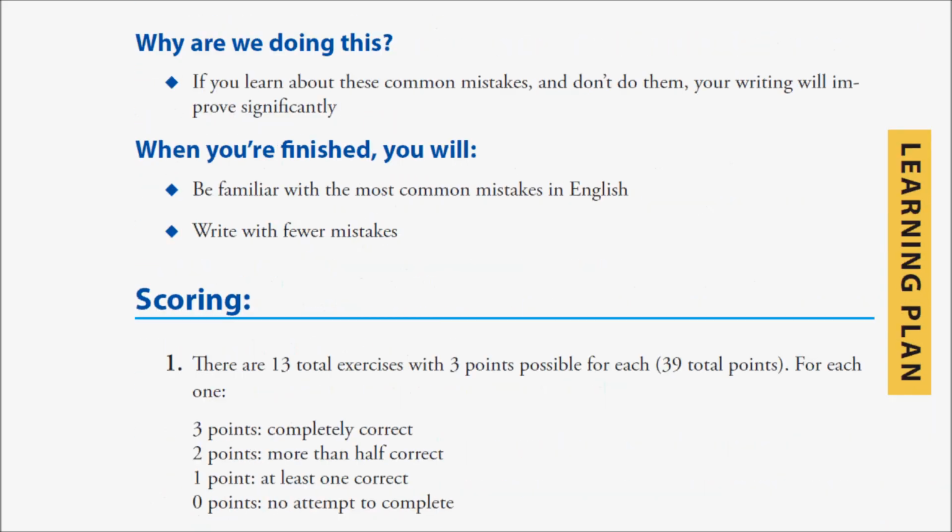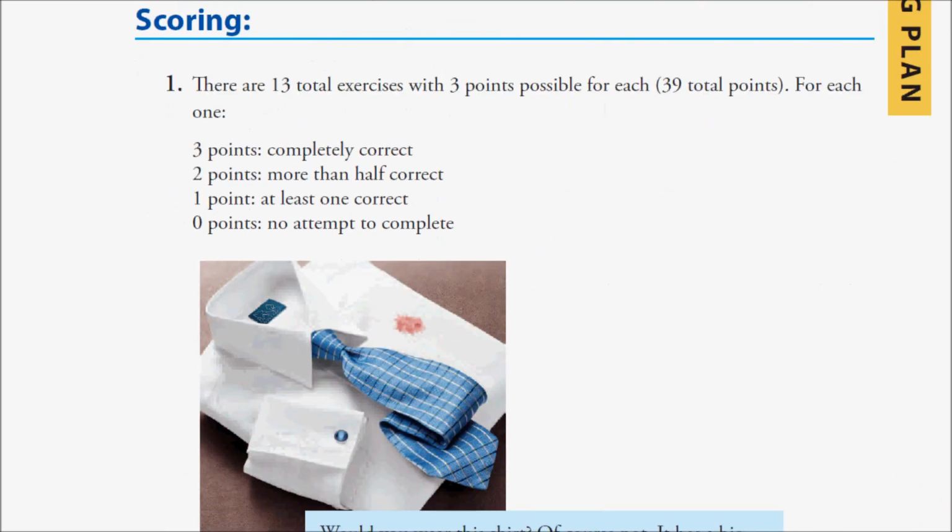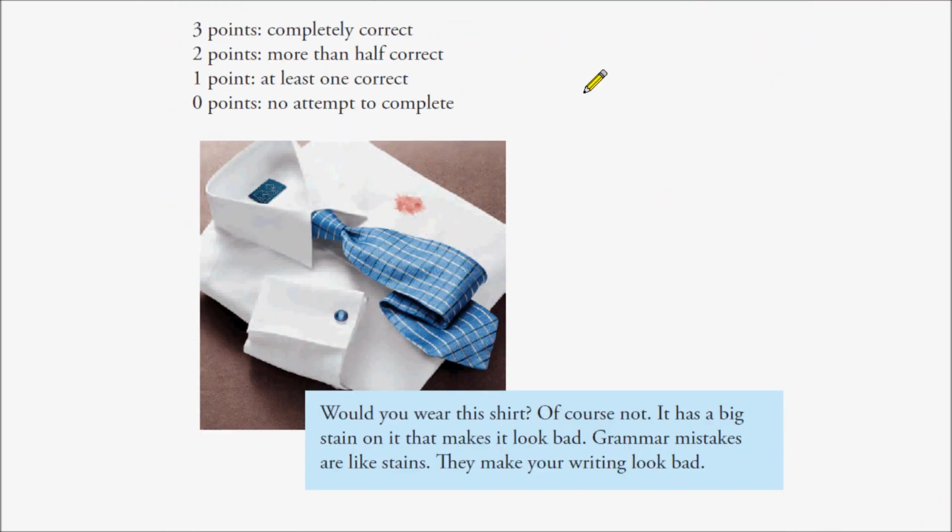Okay, so this is the brain sheet, which is downloadable from the site. And the reason why we're doing this is, take a look at this picture. Would you wear this shirt? Of course not. It's got a big stain on it. That makes it look bad. And grammar mistakes are like stains. They make your writing look bad. When you make these mistakes, it's like a big stain on an otherwise nice shirt. So that's a metaphor right there.